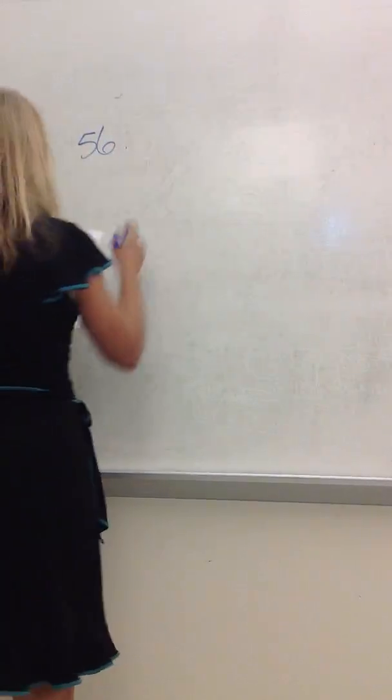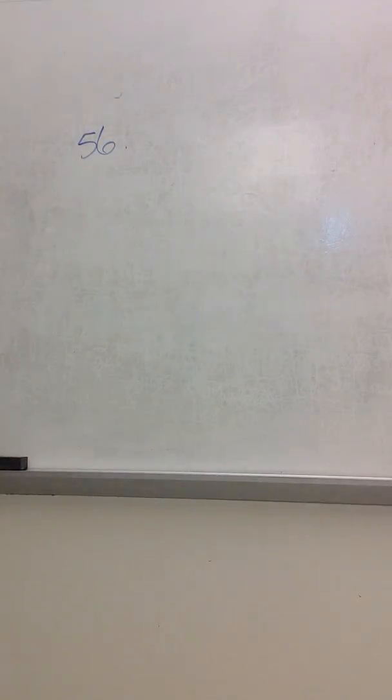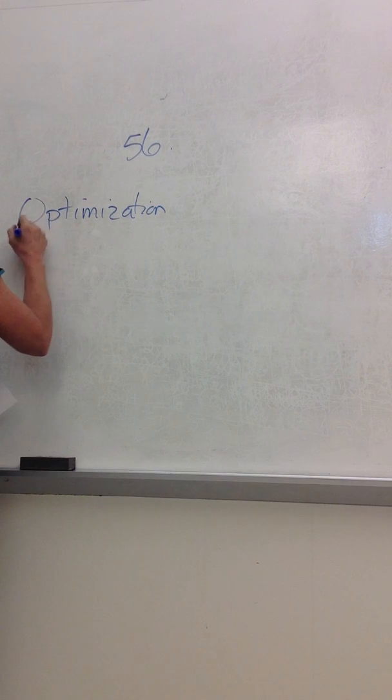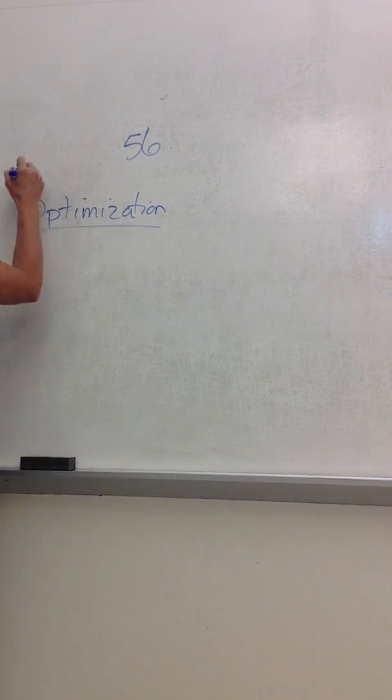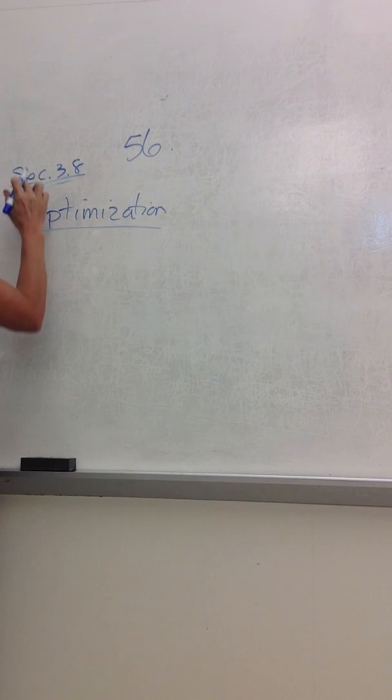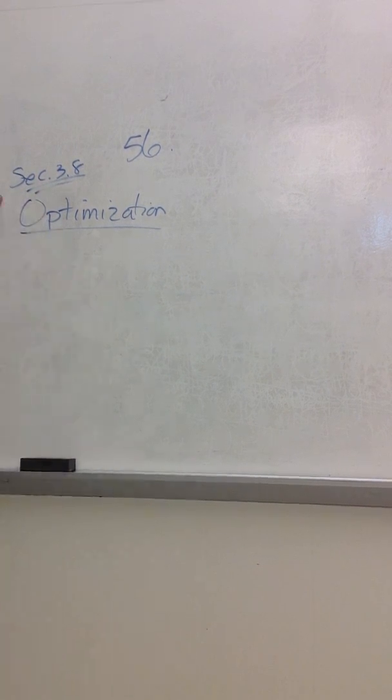You kind of go through a bunch of your changes. These are out of your book. There's a section called optimization, and it's the end of chapter 3. It might be section 3.8. Again, we've been using the same book forever, and the sections switch. But I think it's section 3.8. The section's called optimization.